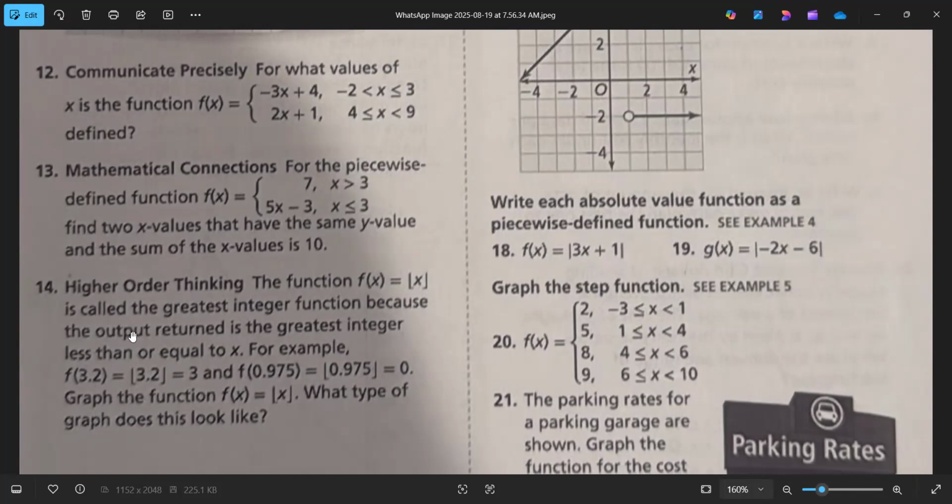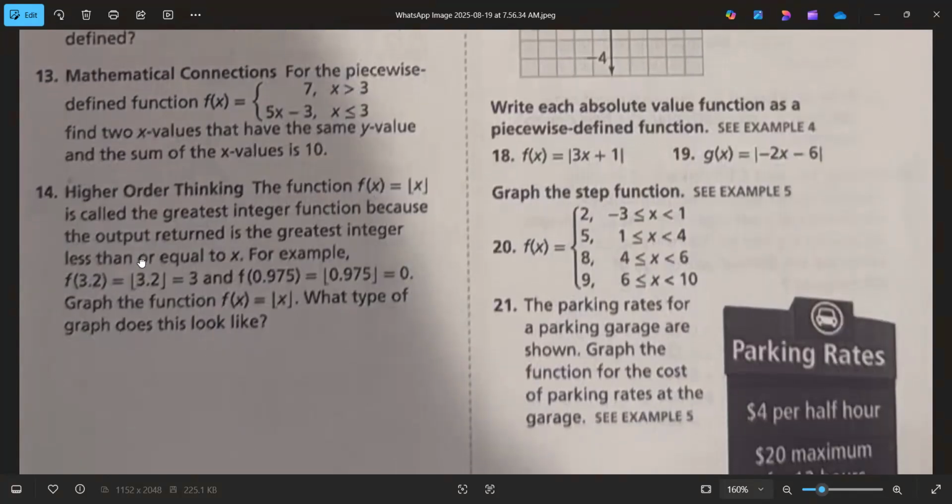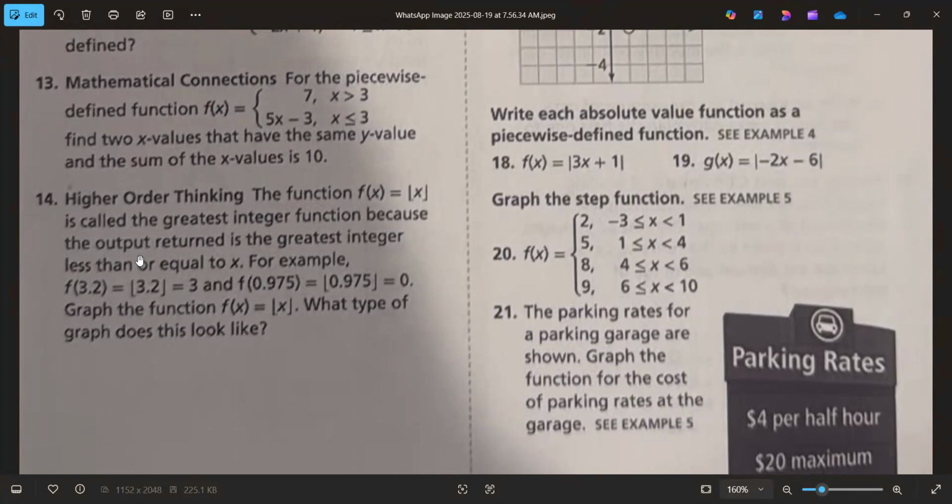Find two values which have the same value of y, and the sum of the values is 10.